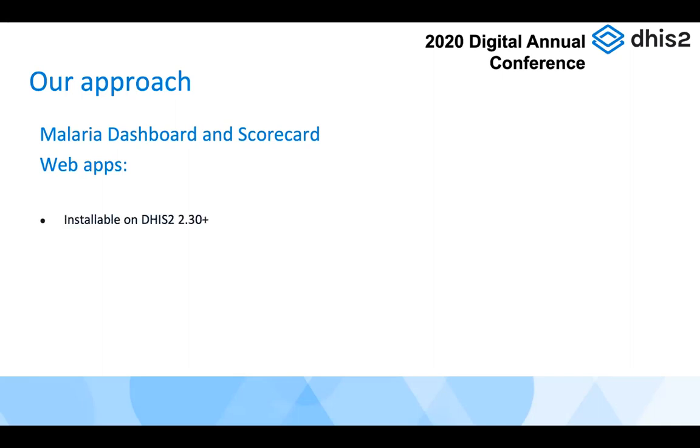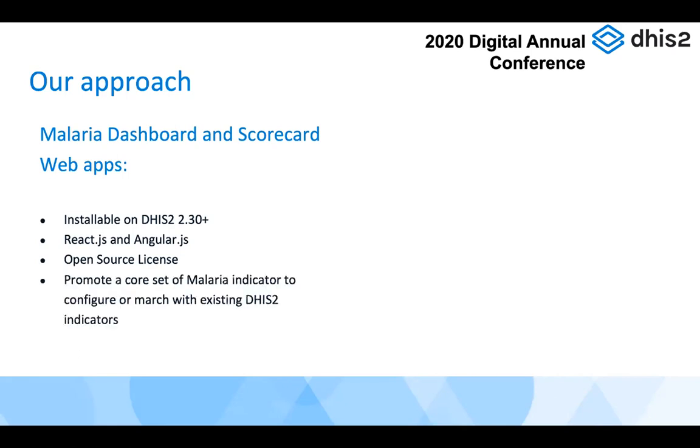So to check and make sure that if that is a reality, we decided to take an approach by developing two sets of apps. First, a dashboard. We are working in a specific area, malaria. So we developed a web app that presents a set of dashboards for malaria and a set of scorecards for malaria. Those apps are installable on DHIS2 2.30 and onward, using React.js and Angular, with an open source license.